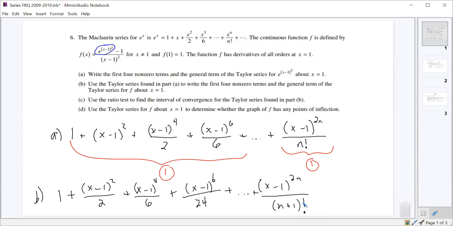And this one, let's see, same point breakdown. The first 4 non-zero terms was 1 point, and this one was also 1 point. So parts A and B was a total of 4 points. Any other questions on A or B before we move on to C?